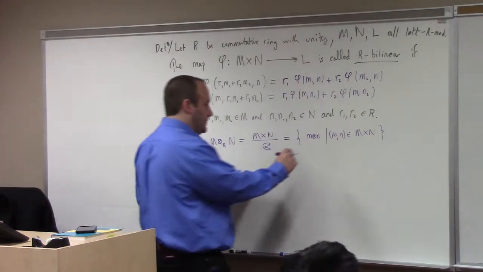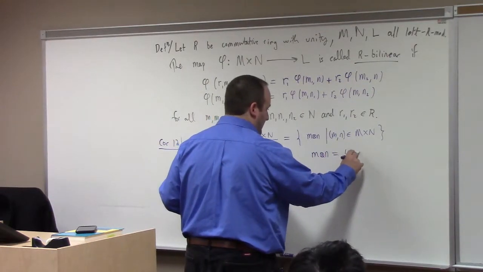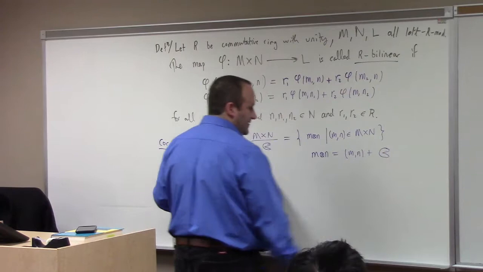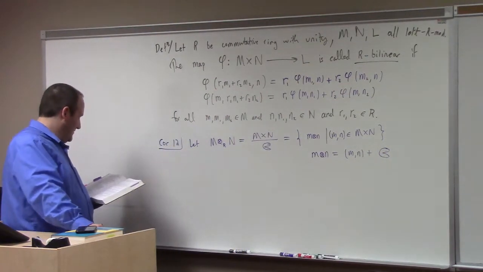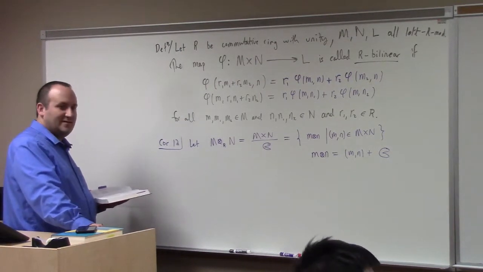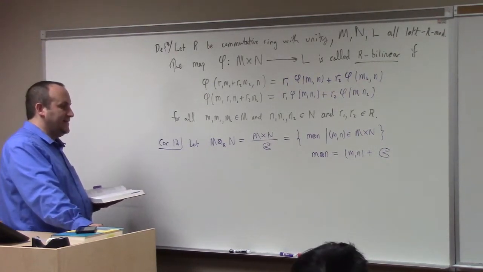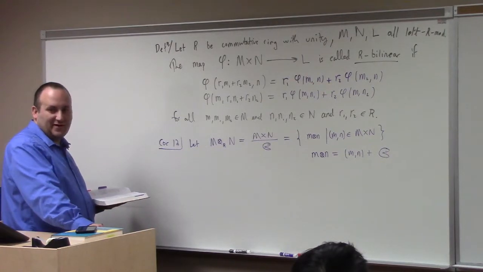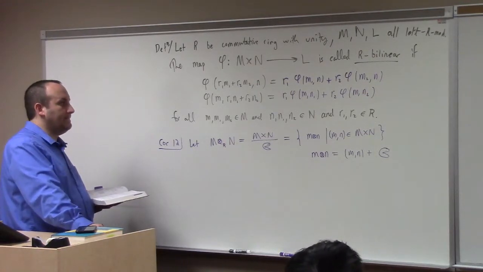If you want to, here's a formula. M tensor N is equal to (m, n) plus that. So I thought there's not enough notation in Dummit and Foote. Let me add yet more notation. But sometimes it's nice to have a notation for something as opposed to the subgroup generated by the relations which define the tensor product, which is a lot to say. I prefer Pac-Man.